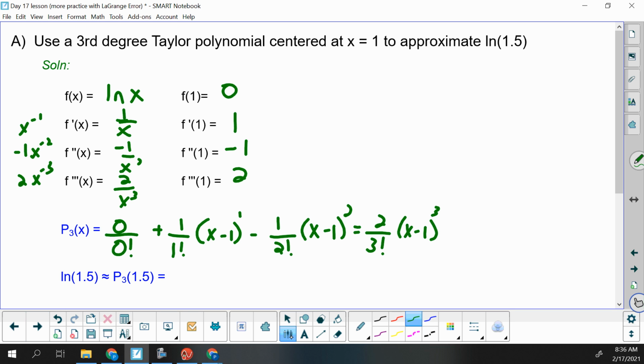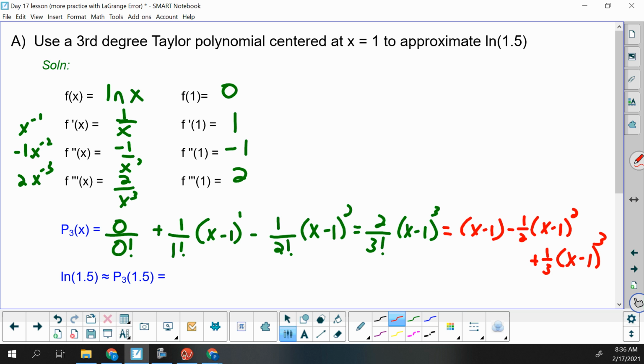And we could leave it right like that, or if we wanted to neaten it up, 0 over 0 factorial is 0 over 1, so that's gone. The next term we would just have is x minus 1. 1 over 2 factorial, so that'd be minus 1 half, x minus 1 squared. And then we would have plus 2 over 3 factorial is 2 sixths, so we'd have 1/3 x minus 1 cubed.